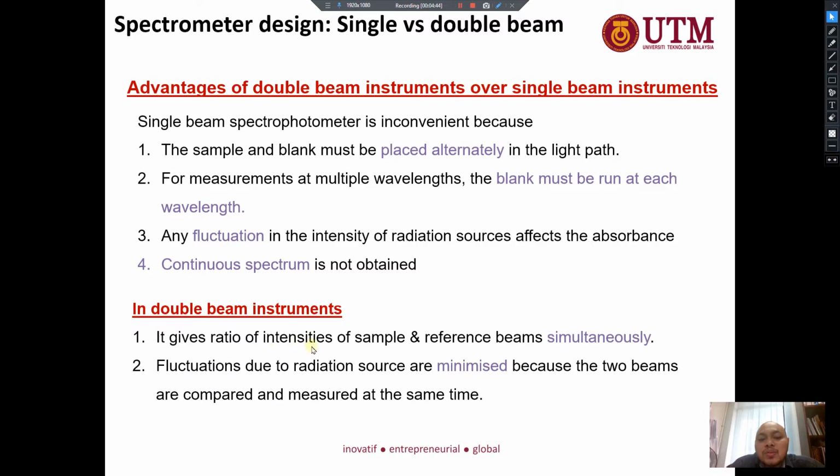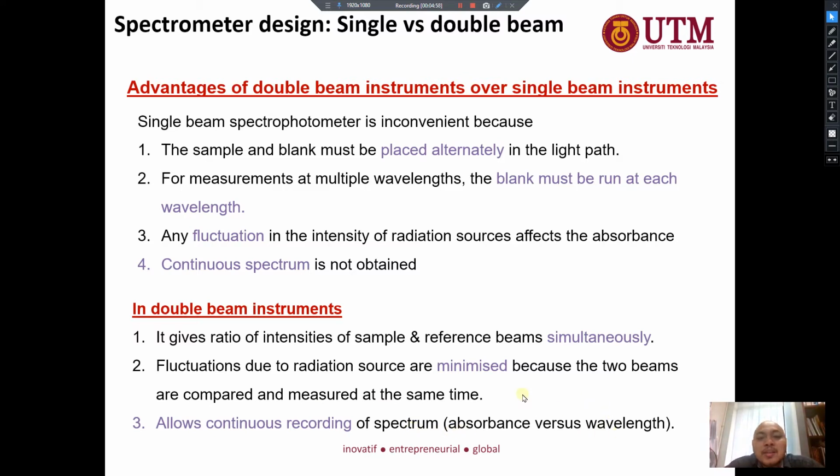In a double beam instrument, it gives the ratio of intensity of the sample and reference beams simultaneously. Fluctuation due to the radiation source is minimized because the two beams are compared and measured at the same time. It allows continuous reading of the spectrum, absorbance versus wavelength. So you need to be able to describe why you would use a double beam instrument compared to the single beam instrument. This is a very famous question in the examination: please describe the advantages, or please differentiate between the single and double beam designs of a spectrometer. It's pretty common to be asked in the examination.